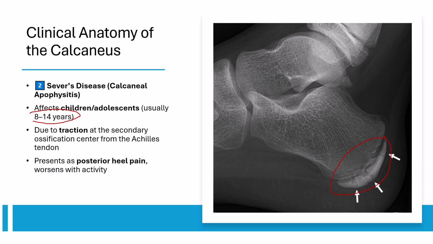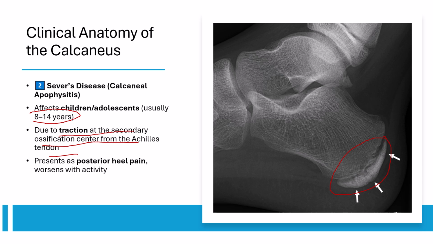It is due to the traction at the secondary ossification center from the Achilles tendon. It's a condition in which the secondary centers start appearing from 6 to 8 years, and they join later in life, by the 14th or 12th year.